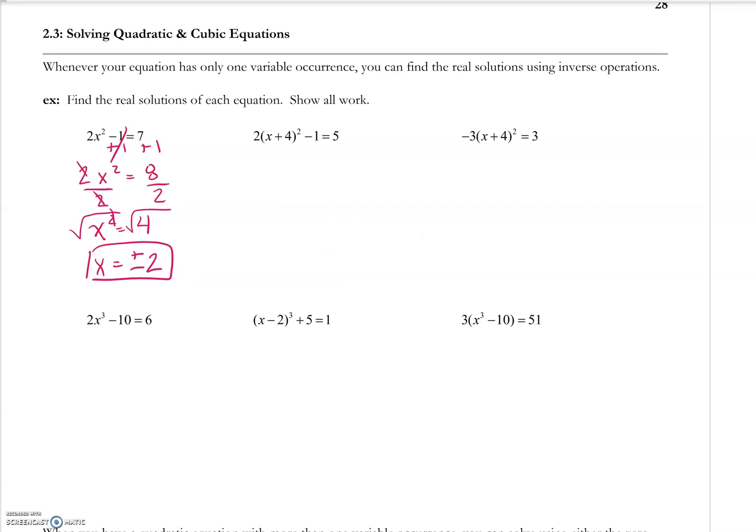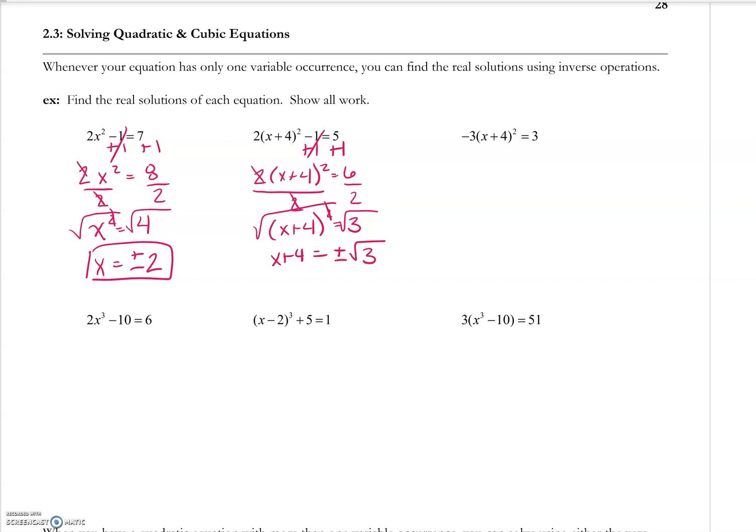For the next one, again, I only see this x one time in my equation, so I can use inverse operations. I'll start by adding 1 to both sides to get 2 times the quantity x plus 4 squared equals 6. Then I'll continue by dividing by 2. And I'll get x plus 4 squared equals 3. Then at this point, I need to undo this squaring on the outside of the parentheses, so I will end up square rooting both sides to get x plus 4 equals plus or minus square root of 3.